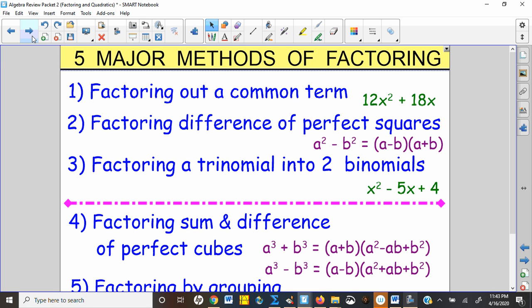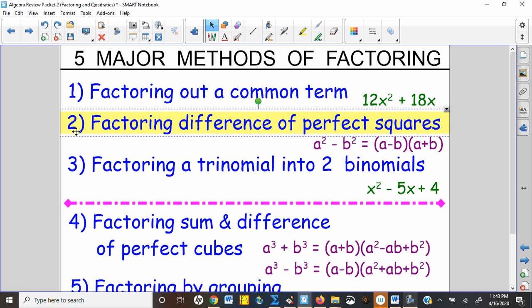That's where you look at your terms. In this case, I have 12x squared and 18x, and I'm like, what do they have in common? Well, 12 and 18 have a 6, x squared and x have an x. You can only take as many x's or variables as the least one is. And so you factor those out, which means divide them out, right? And so that's how you factor a common term. You just look and see what factors the coefficients have in common, and then what variables the terms have in common.